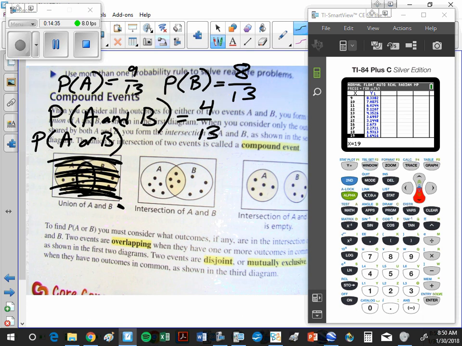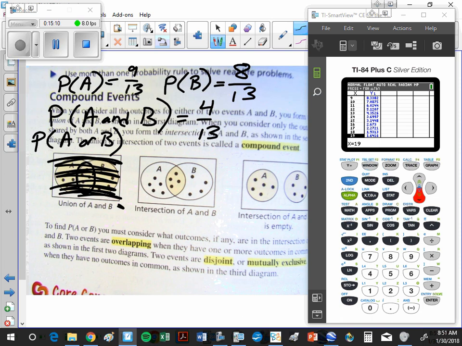Well, we have to take all of the A's. How many A's are there? 9. And all of the B's. How many B's are there? 8. So we take 9 and we add it to 8. And then we have to subtract off the intersection. Why? Because the intersection happens twice. So what's the probability that A happens or B happens? 17 minus 4 would be 13 out of 13, which would be 100%, right? Because all dots are either in A or in B. There are no dots on the outside.